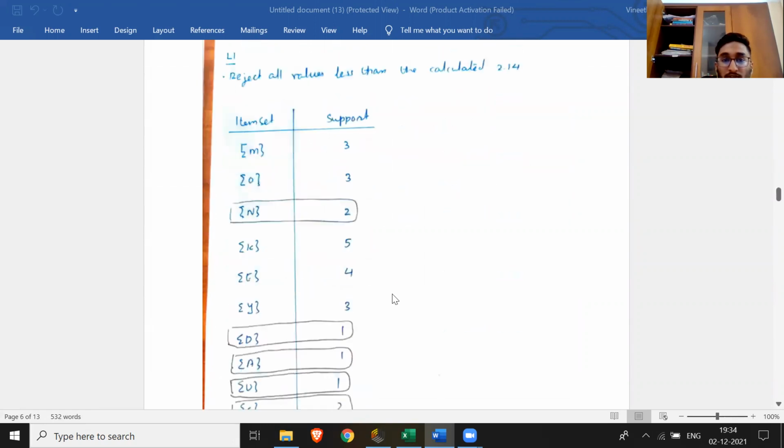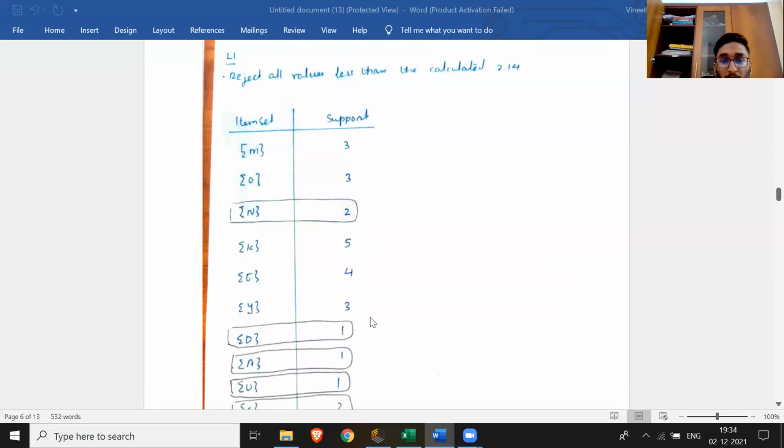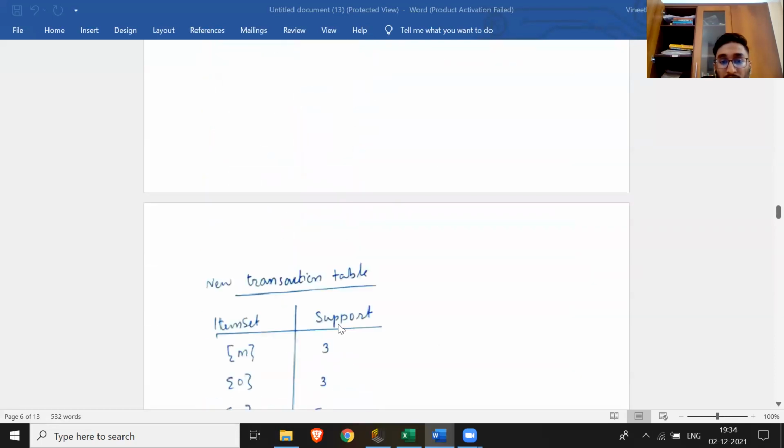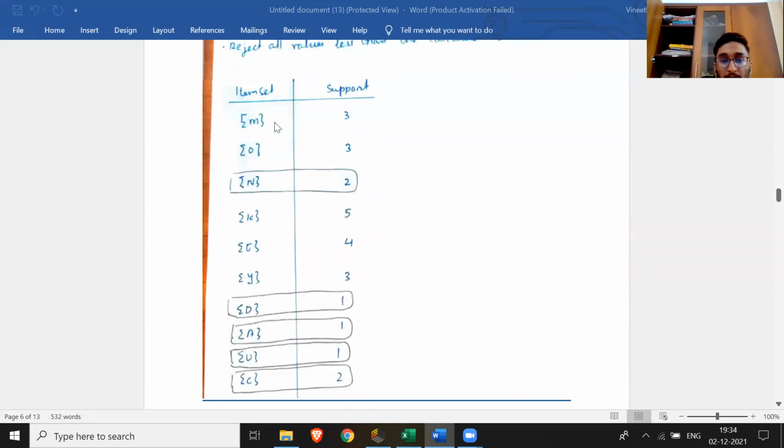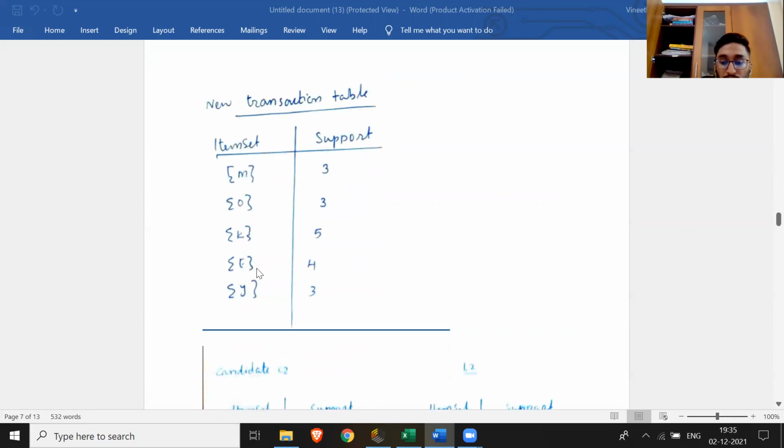So we have to reject all the values that are lesser than 2.14. So we reject the third transaction as it's less than 2.14, and we reject all these items as well since they are below 2.14. After rejecting those values, we make a new table with the remaining transactions for further study. So we get M, O, K, E, and Y, and we have the support as well.